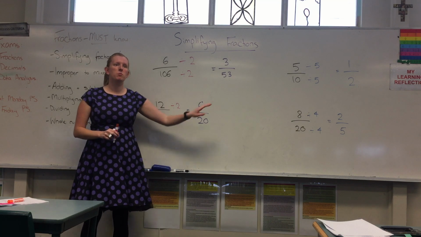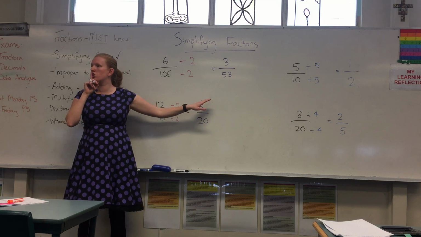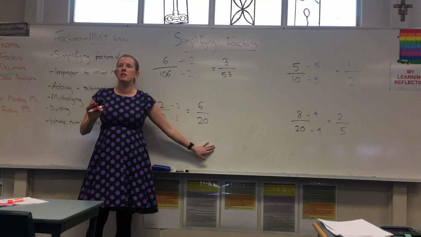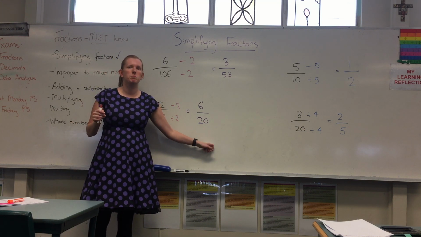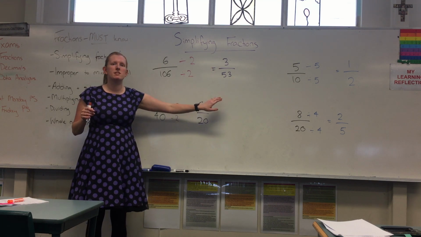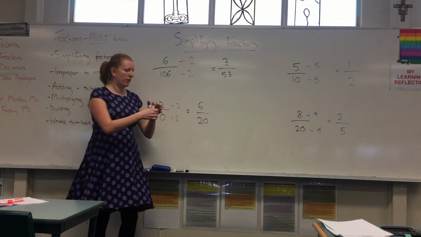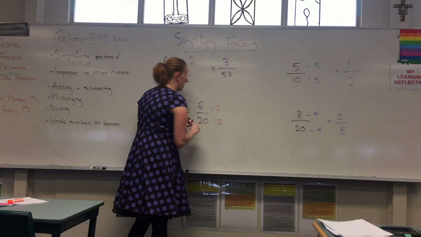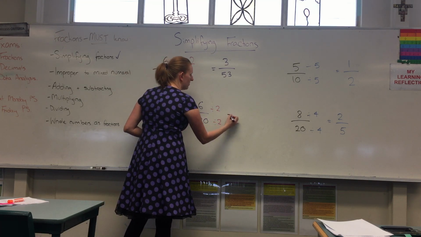Awesome. If your number on the top and the number on the bottom are even, it means you've got to keep going. It's not in its simplest form. You've got to wait till you get at least one number that's odd. So we're going to divide again by 2, until we get some numbers that can't be divided by 2 anymore.